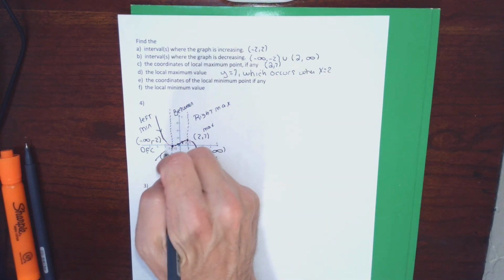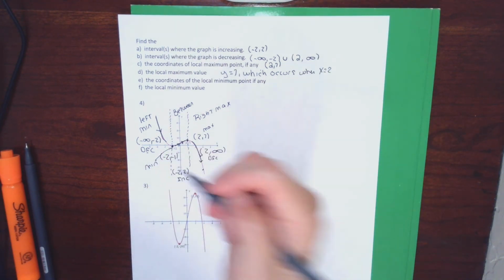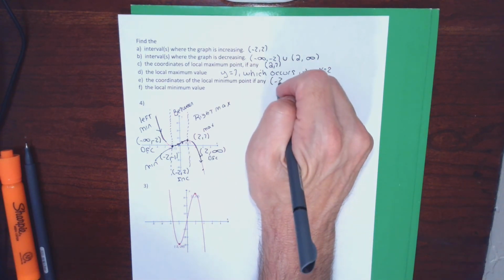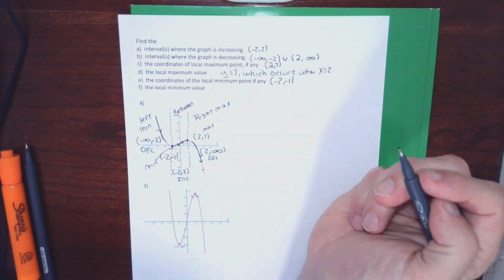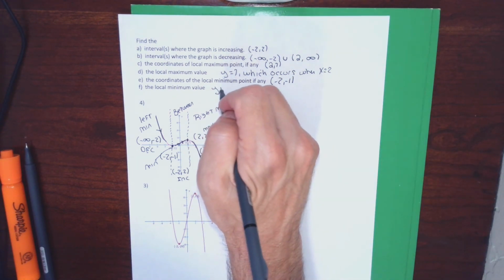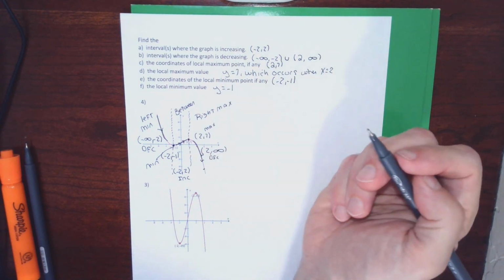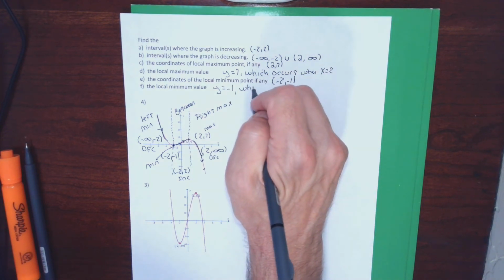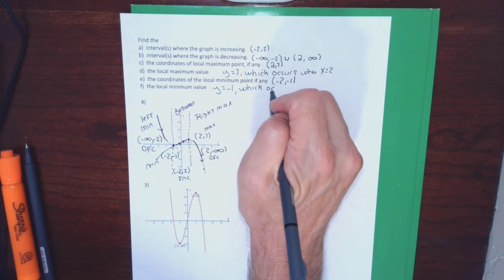There's my minimum point, local minimum point. Some people will call them relative minimum. That's the point (-2, -1). The local minimum value is y equal to -1. It's just the y coordinate of the minimum point. And we'll always tack on the x information.